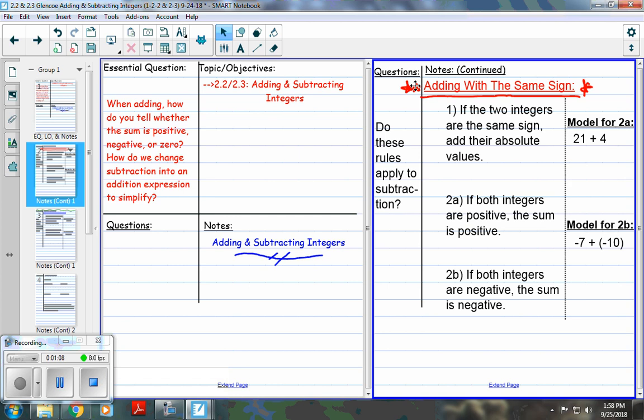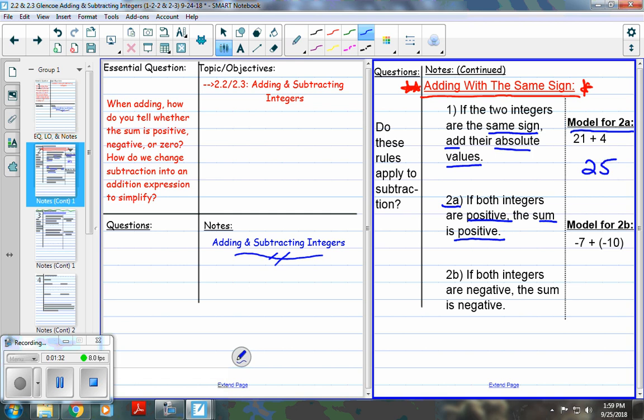So if it's same signs, so anytime you add integers with the same sign, you add their absolute values together. And if both integers were positive, the sum is still what? Yeah, positive. So let's go over model 2a over here. They're both positive, 21 and 4. We add them together, their absolute values, we end up with 25. I know, so hard. Okay.